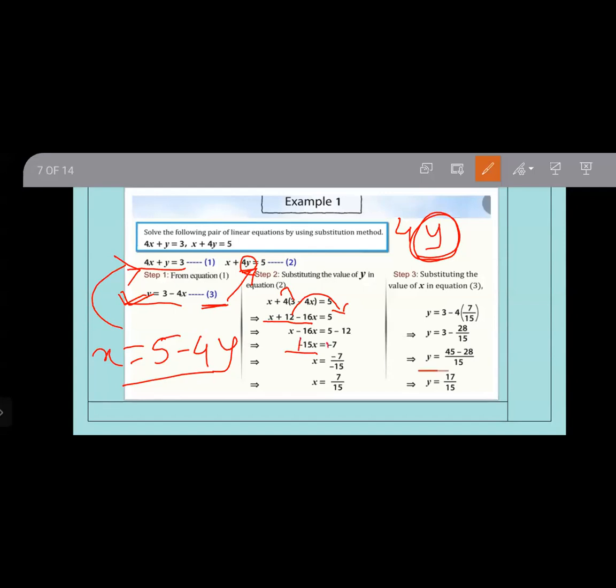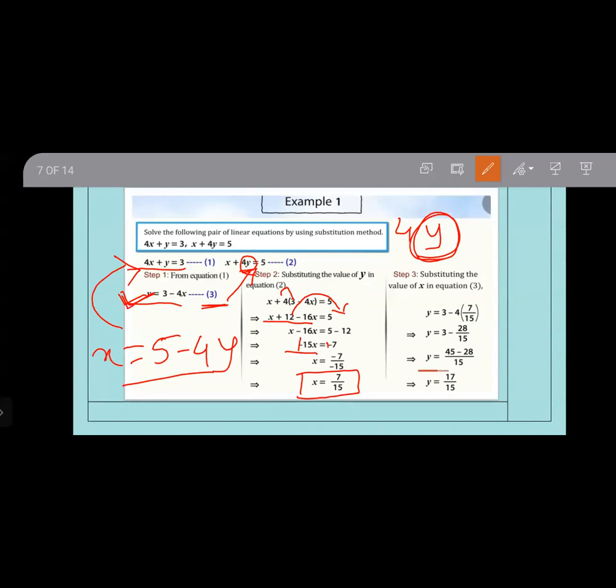Minus minus get cancelled. What remains? 7 upon 15. So you get the answer as 7 upon 15. That means when you substitute the value of y, you will get the value of x.